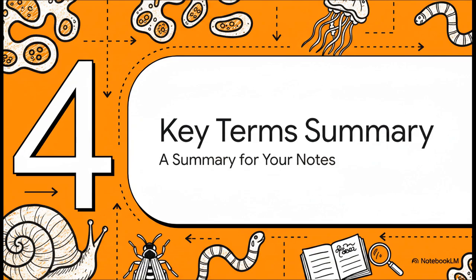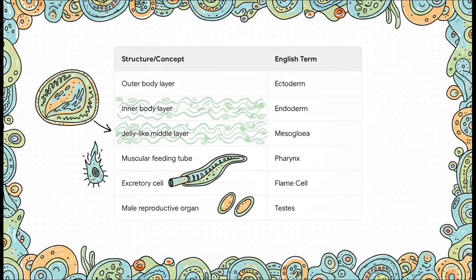So before we finish, let's do a quick review of those key English terms. This is a really good moment to check your notes and make sure you have these down. Let's do a quick fire round. I'll describe it, you think of the English term. Ready? The outer body layer of the sea anemone, that's the ectoderm. The inner body layer, endoderm. The jelly-like layer in the middle, mesoglea.